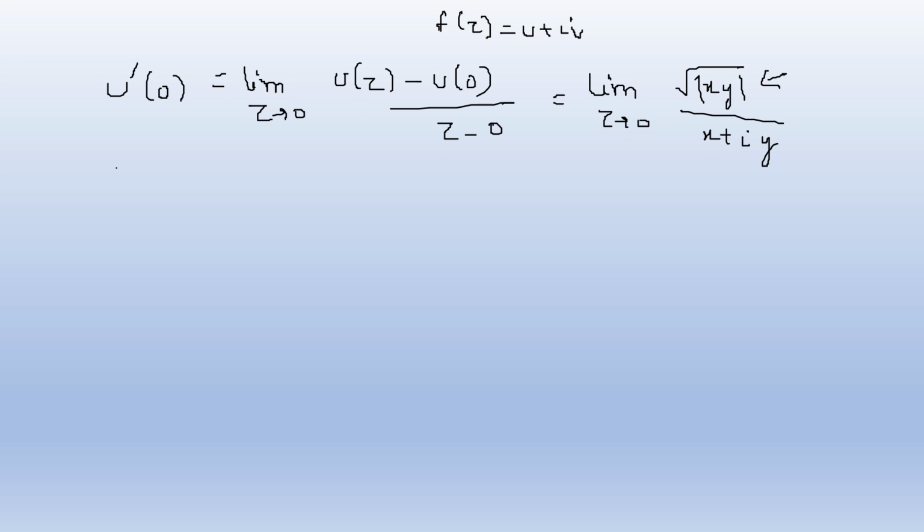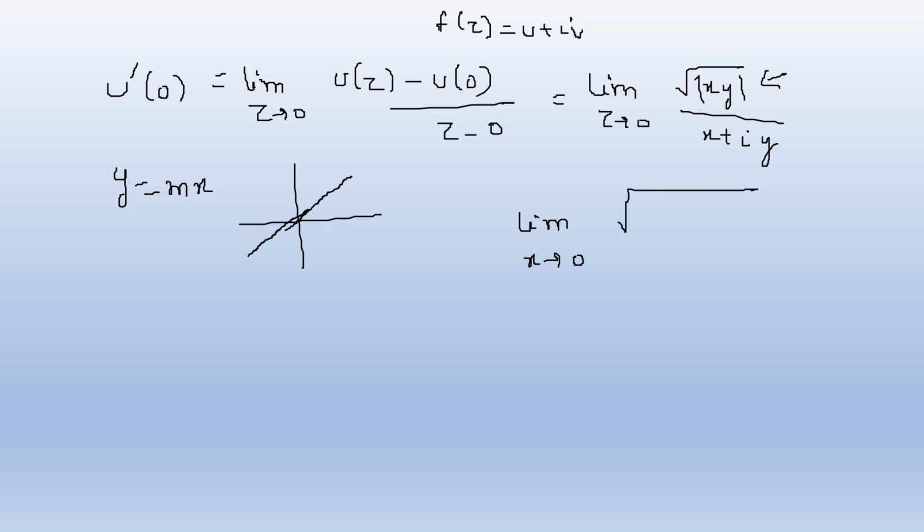Can I consider y as mx? This is the line which can pass through origin. Yes or no? Passes through origin. So if I substitute y equals mx here, by putting x tends to 0, what will I get? x is here. Instead of y, I am putting the value of mx. Is it fine? Divided by x is here plus, in place of y I am putting mx. Okay?